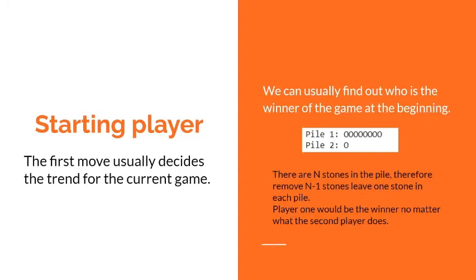The starting player mostly decides the trend of the rest of the game, and we can mostly find who the winner of the game is at the start, when the board is first generated. For example, here we have two piles. One pile with one plus stones, and the other is only one stone. The starting player can just remove all the stones from pile 1 except for 1, leaving each pile with one stone left, and no matter what player 2 does, player 1 will win.